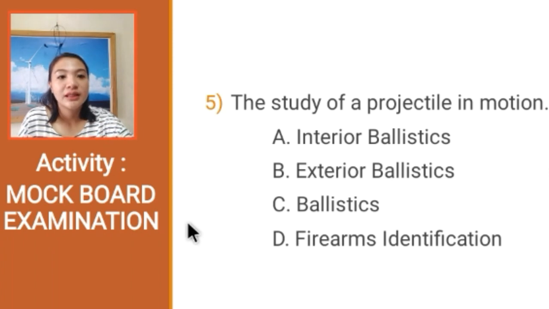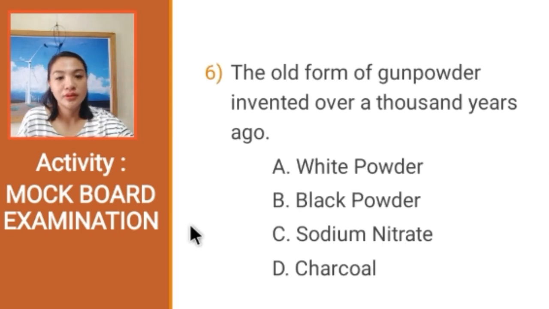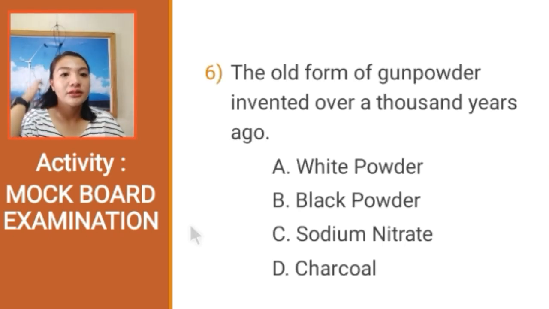Number five. The study of a projectile in motion. A. Interior ballistics. B. Exterior ballistics. C. Ballistics. Or D. Firearms identification. Number six. The old form of gunpowder invented over 1,000 years ago. A. White powder. B. Black powder. C. Sodium nitrate. And D. Charcoal.